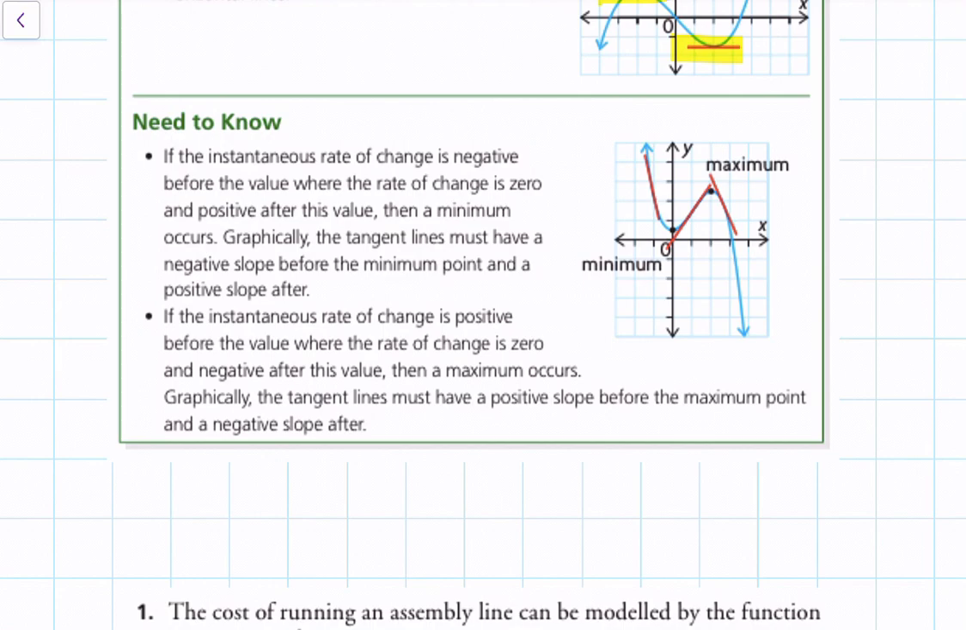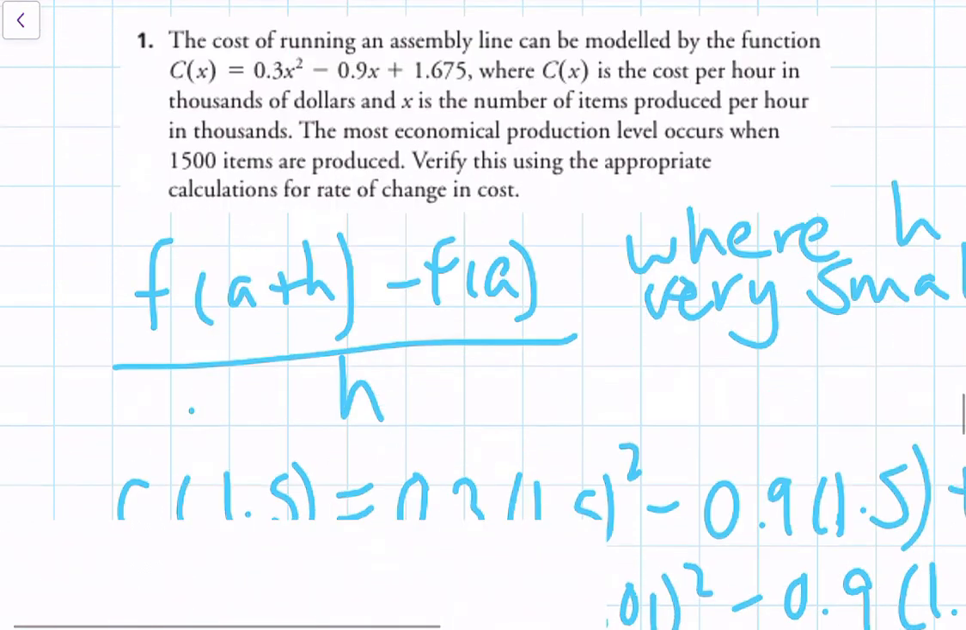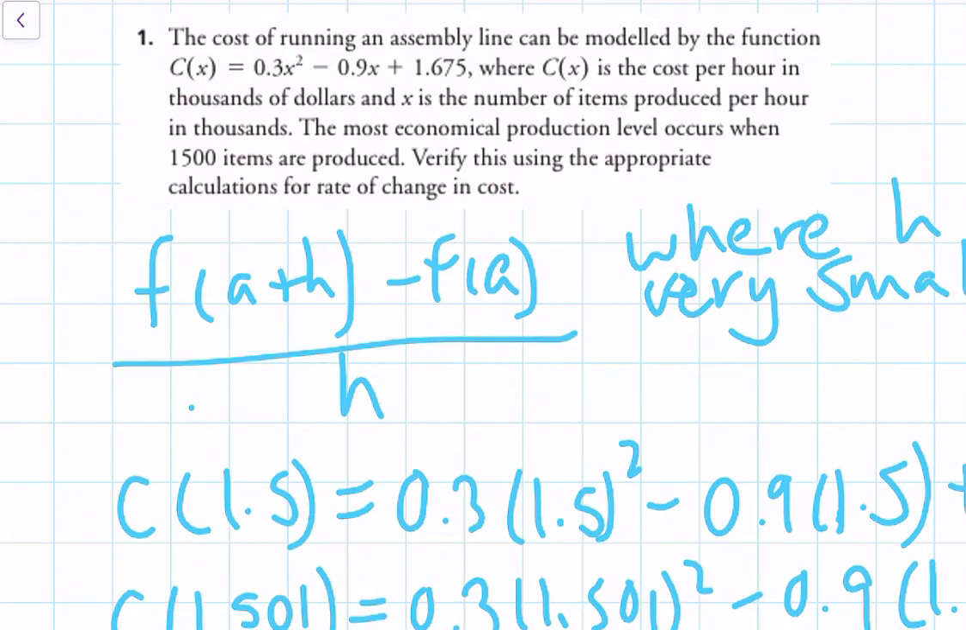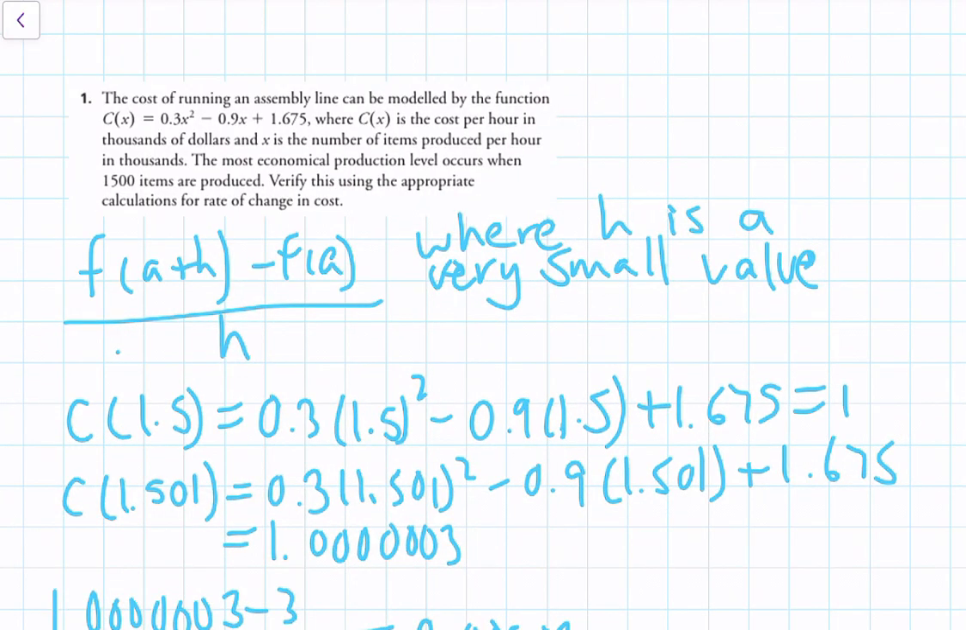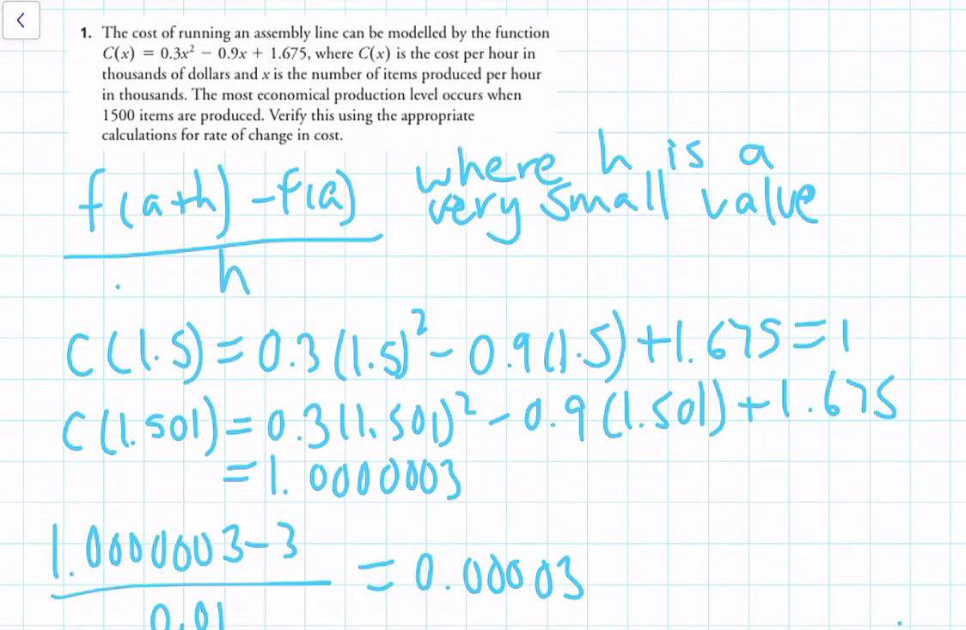Perfect. Okay. So now some examples. We have this question here. The cost of running an assembly line can be modeled by the function c of x equals 0.3x squared minus 0.9x plus 1.675, where c of x is the cost per hour in thousands of dollars, and x is the number of items produced per hour in thousands. The most economical production level occurs when 1,500 items are produced. Verify this using the appropriate calculations for the rate of change in cost.